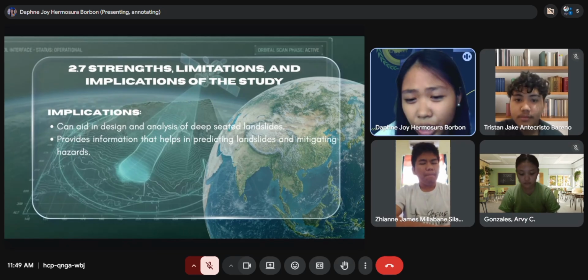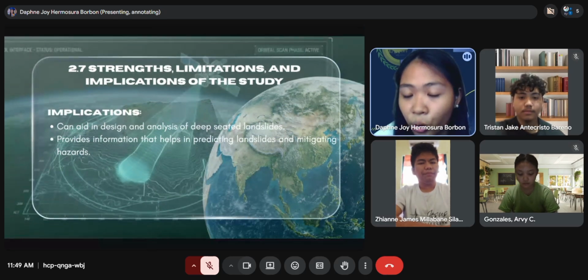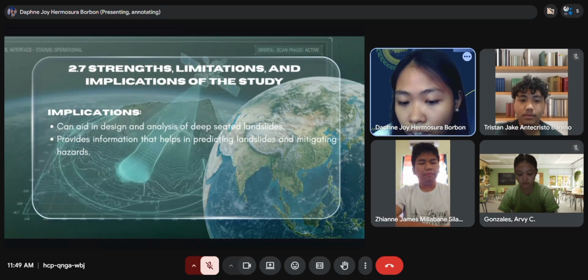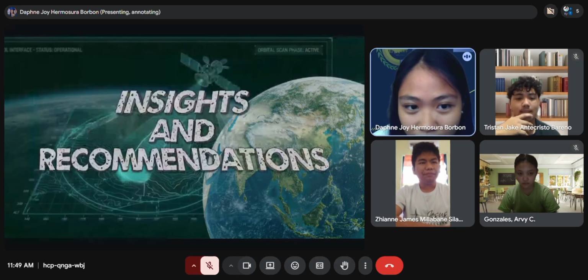It is highly useful for engineering design, particularly in assessing and stabilizing deep seated landslides. It also contributes to improving landslide prediction models and developing more effective mitigation strategies for hazard prone areas. That is all for my part.